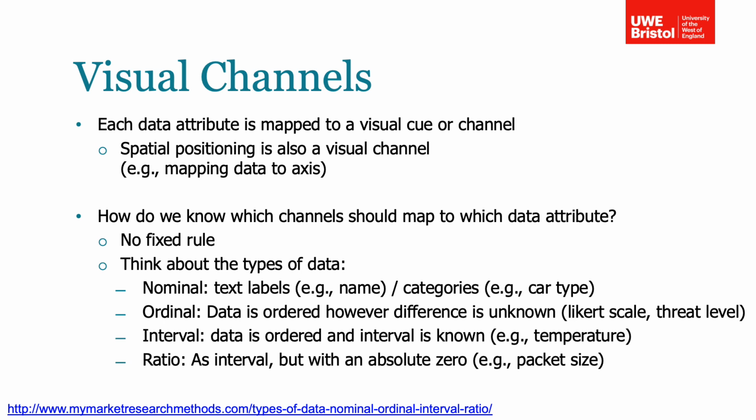Interval data is ordered, and the interval between each data point is known. For example, temperature values. Ratio data is the same, however, it has an absolute zero. Temperatures can be negative. However, a packet size or a count of some data would be considered as a ratio, as you would not have a negative value for this.